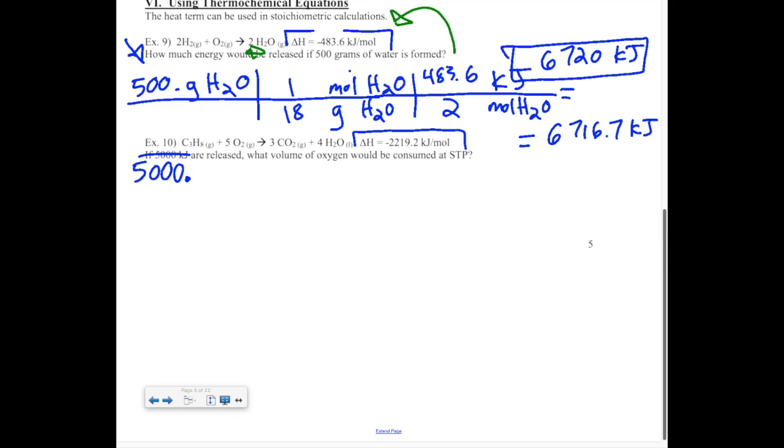Now, if 5,000., with a decimal place to make that 4 sig figs, kilojoules are released, what volume of oxygen will be consumed at STP?